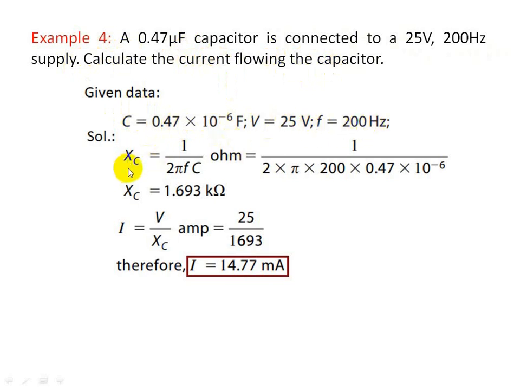The capacitive reactance is 1 by 2 pi F C. You substitute all the values. In the place of frequency, you substitute 200, and capacitance 0.47 into 10 to the power of minus 6 for 0.47 microfarad. Now get the value of Xc. It is 1.693 kilo ohms. Then compute current. Current is the ratio of V by Xc, which will give you 14.77 milliampere.